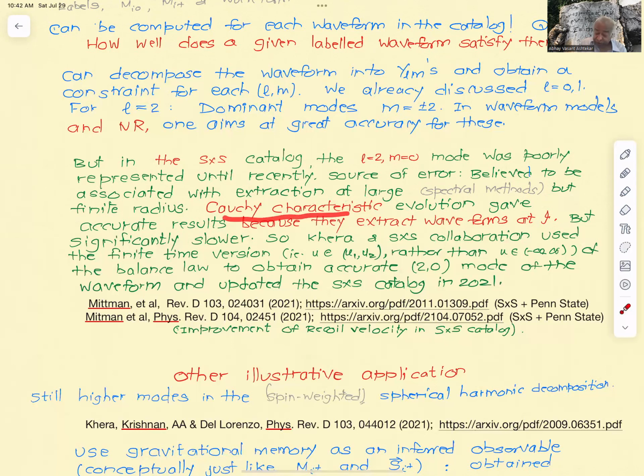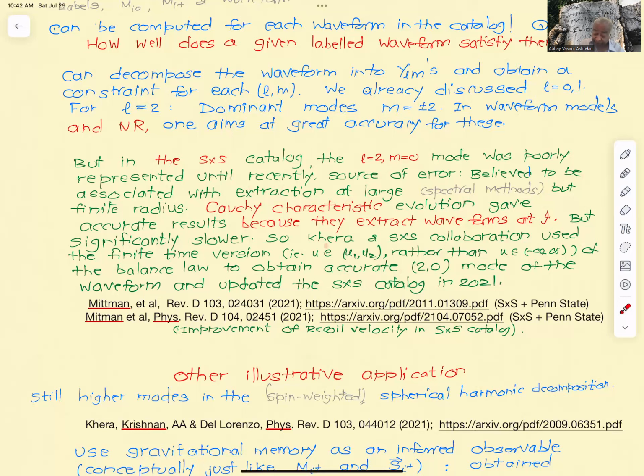And then you can do this Cauchy characteristic evolution. In other words, you go to 1000 M using Cauchy evolution, and from 1000 M, you use a null cone to evaluate, and that is a characteristic evolution. But these are very expensive numerically, so you cannot do it for every waveform, but for just a few waveforms one can do it. Using this gave accurate results because they extract the waveform at scri, and therefore, for them, the M equal to 0 mode was perfectly fine.